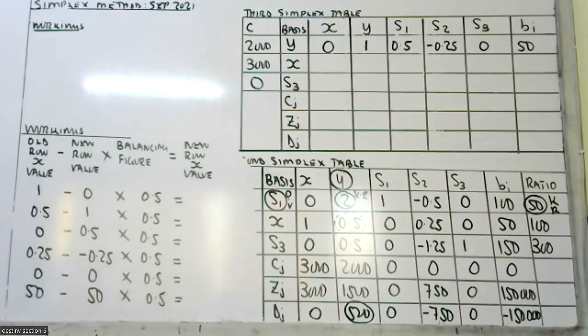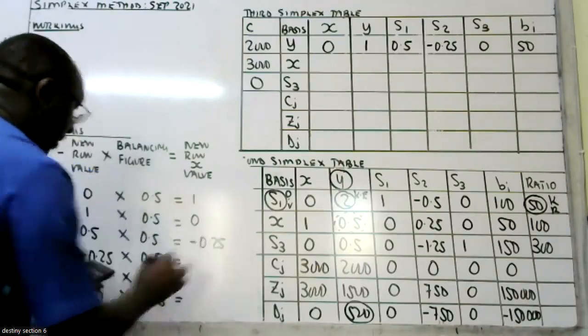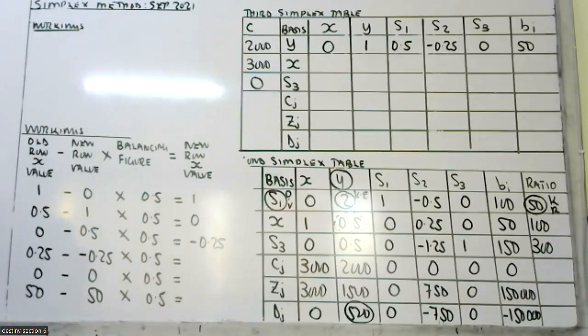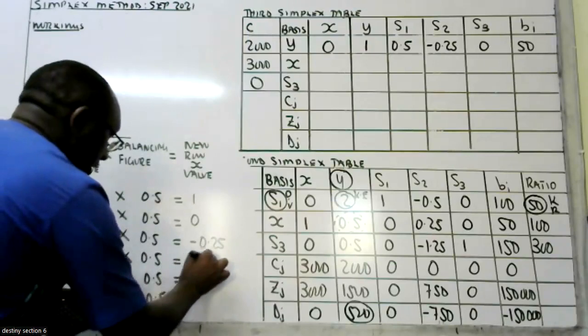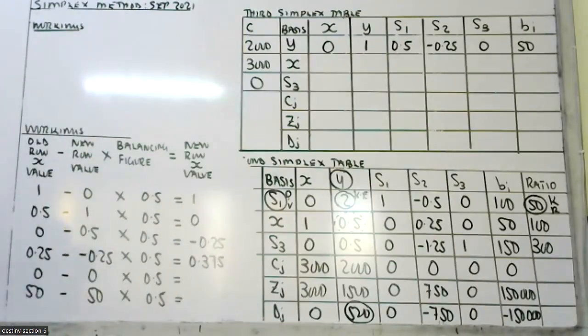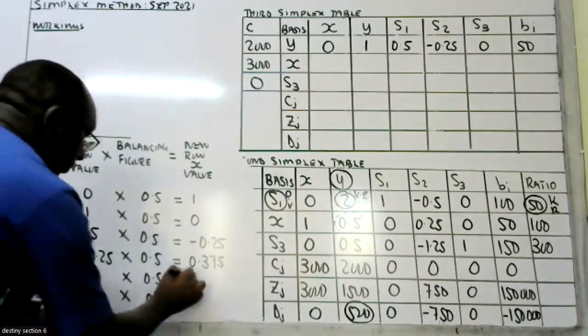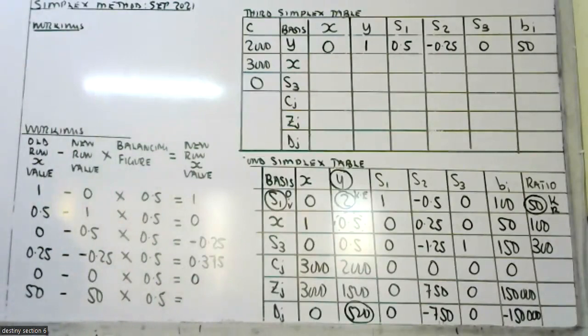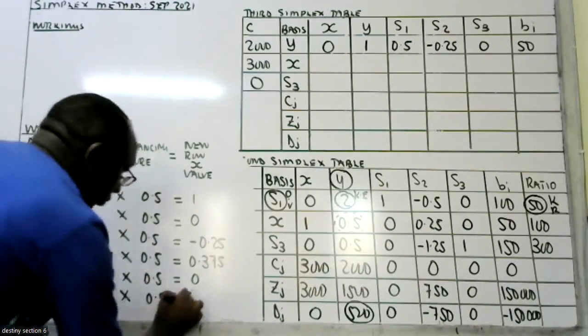So you take the calculation as usual: 1 minus 0 times 0.5 is 1. 0.5 minus 1 times 0.5 is 0. 0 minus 0.5 times 0.5 is negative 0.25. 0.25 minus negative 0.25 times 0.5 is 0.375. 0 minus 0 times 0.5 is 0. 50 minus 50 times 0.5 is 25.